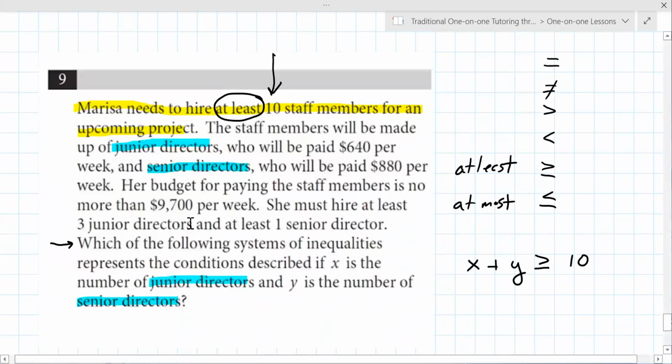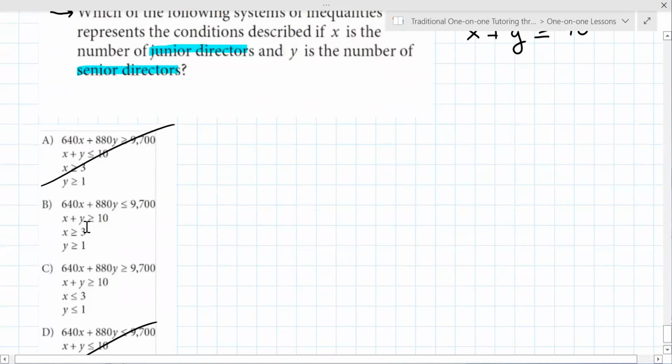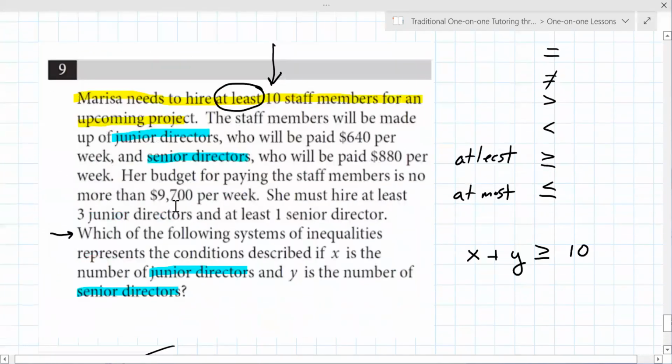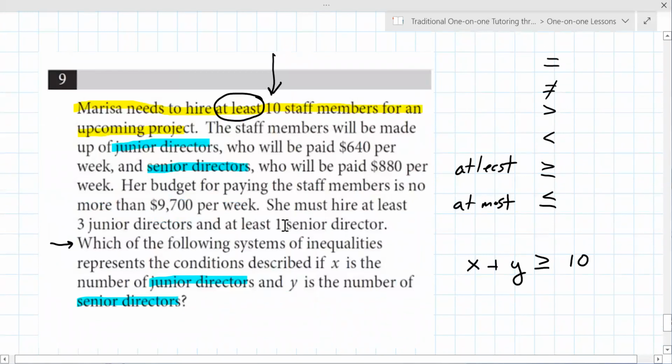Now notice we're just focusing on the inequality. You actually don't even need to get the right equations. You really need the inequality direction, because now look at B and C. What is different about them? The sign. So I want you to read the rest of this and determine which sign it is. I'm just going to step away for 30 seconds or less. Her budget for paying the staff members is no more than 9,700 per week. She must hire at least 3 junior directors. At least one senior director.